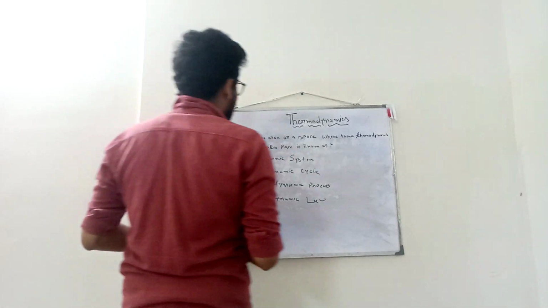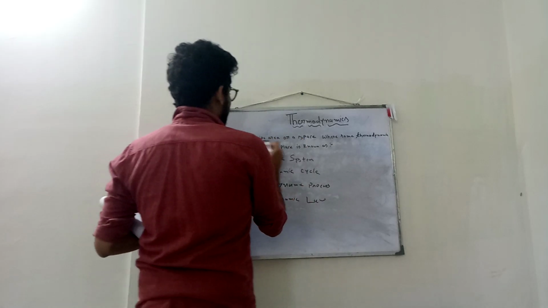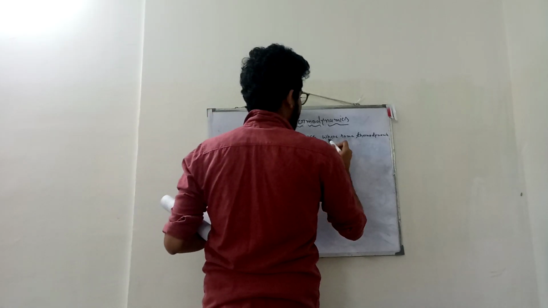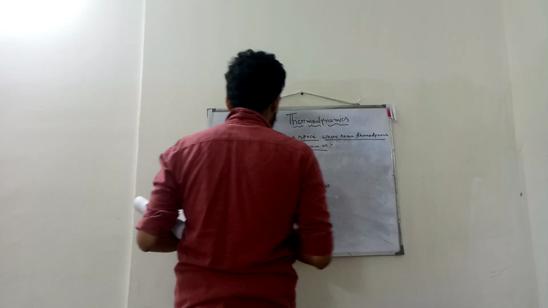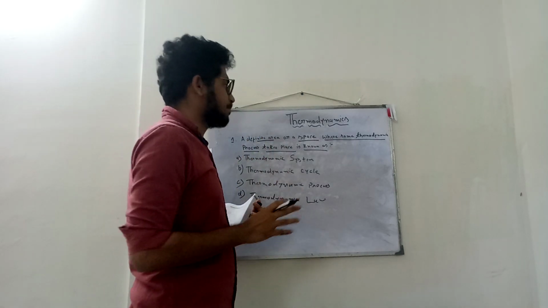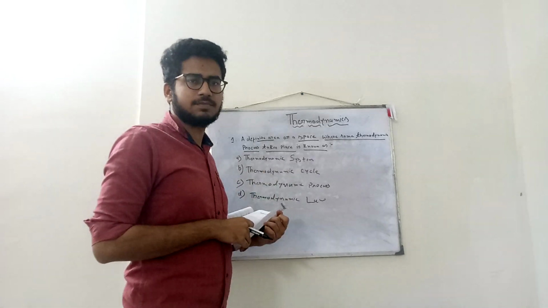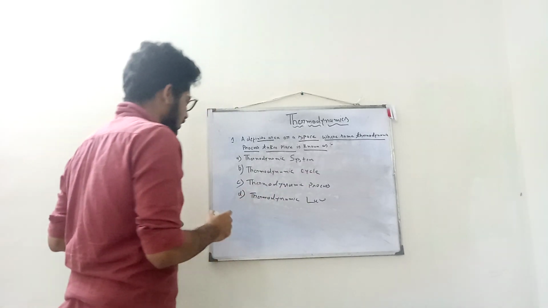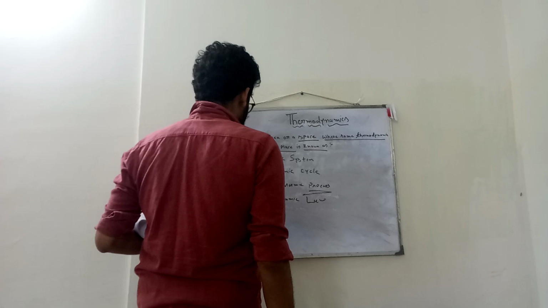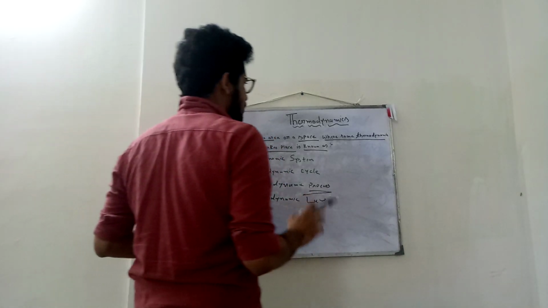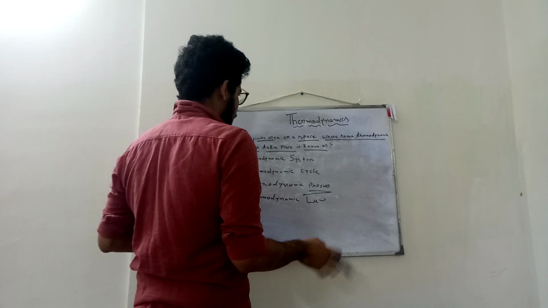A definite area or a space where some thermodynamic process takes place is known as what? The option will be C, thermodynamic process. The definite area or a space where some thermodynamic process takes place is known as thermodynamic process.